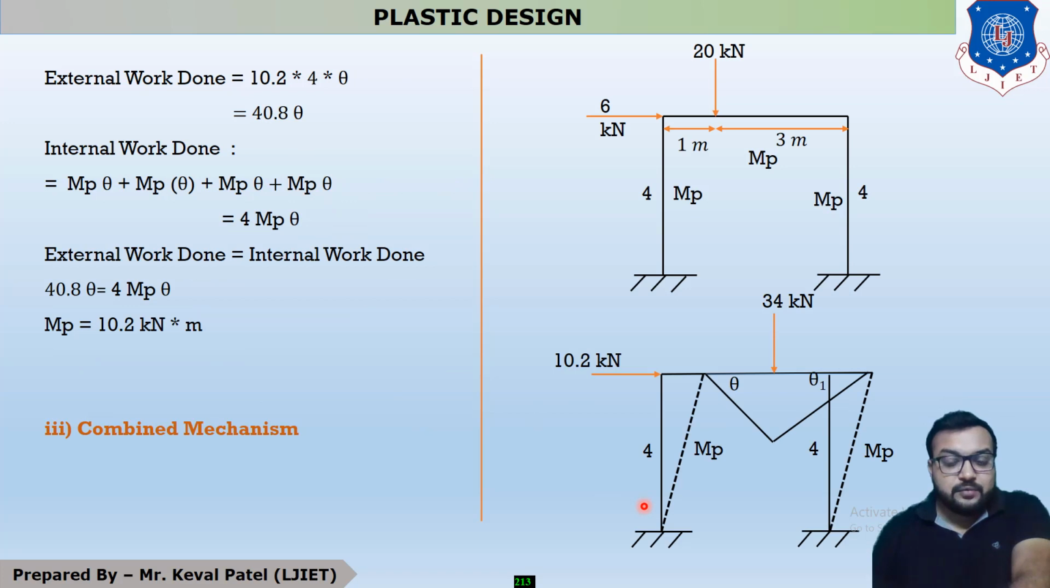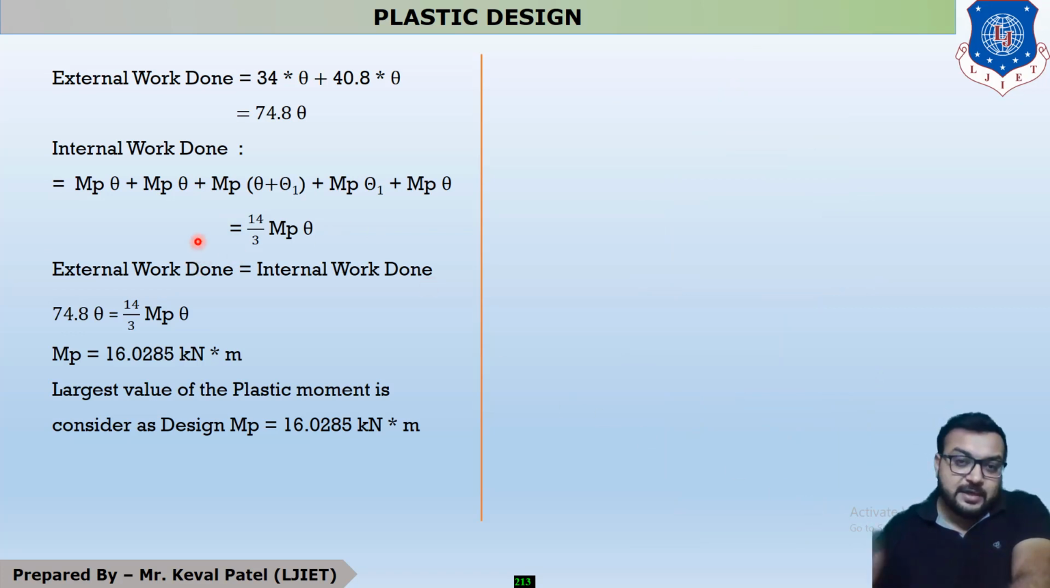Now your internal work done is Mp theta at this point, Mp theta at this point, Mp theta plus theta 1 at this point, Mp theta 1 at this point, and at last it is Mp theta. Okay. So now we are putting the value of theta 1 is equal to theta by 3, and we will get our answer 14 by 3 Mp theta. Now you can see that both the answers are in the form of theta, then you have to equalize this value, and your answer is 16.0285 kilonewton meter. Okay.